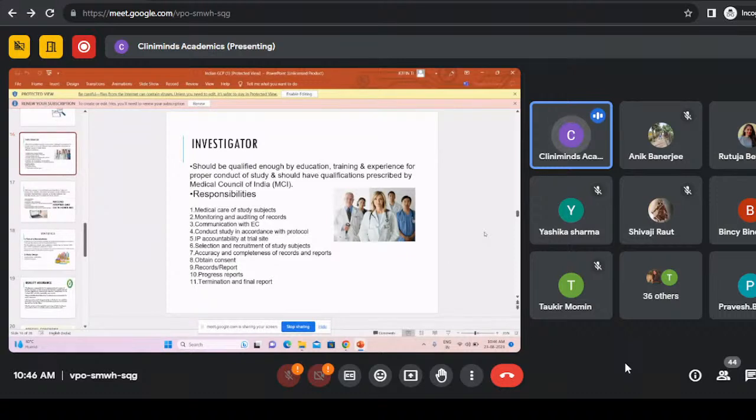Then they also have the responsibility to provide a study progress report to the ethics committee. In case any study termination related things happen, then the corresponding authority has to be informed.